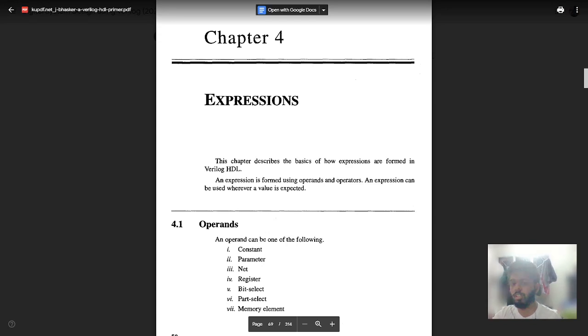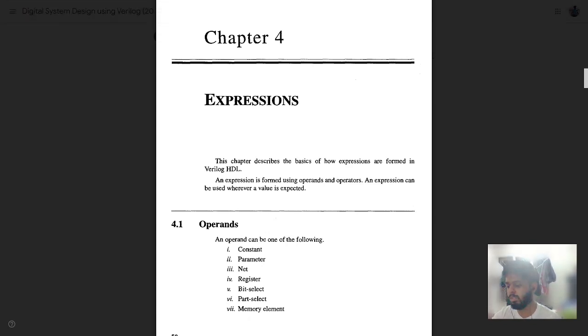Hello, myself Anirban Vishwas. Today I am going to explain chapter 4 of the subject Digital Circuit Design using Verilog. In this chapter, we are going to see what are the operands and the operators.